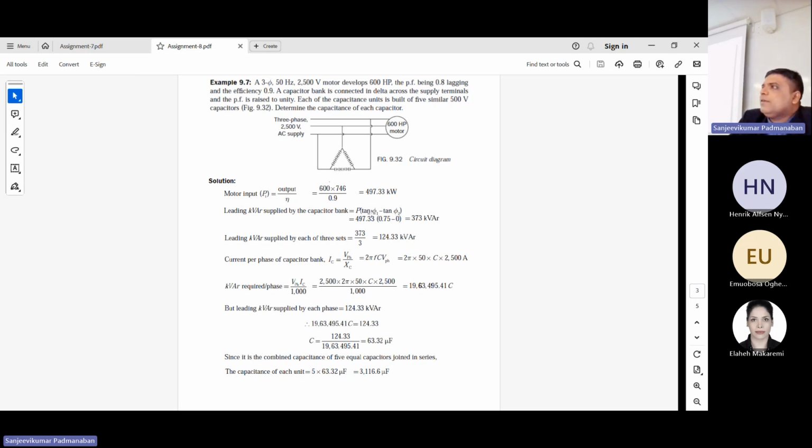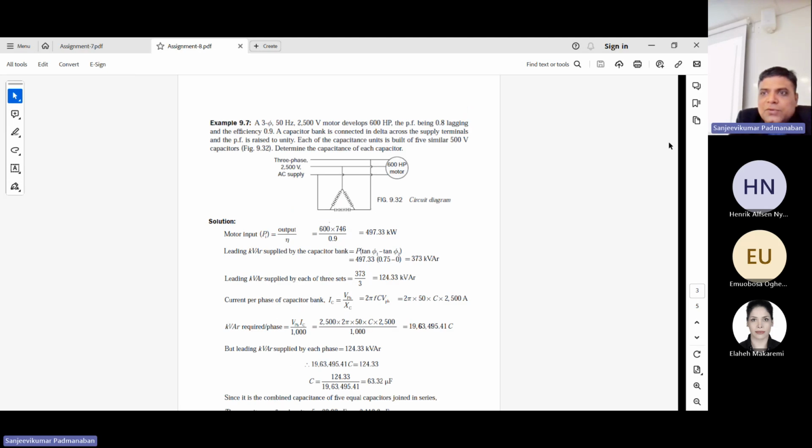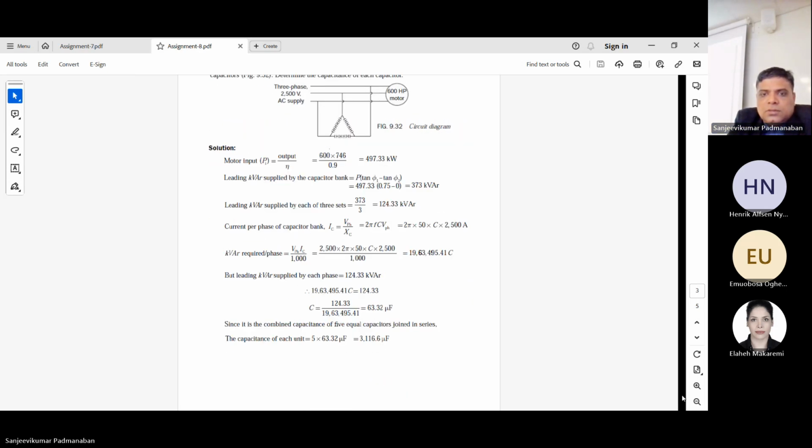Then you find tan, like the previous problem. Every time they can't give you the values, so you calculate tan of cos inverse of 0.7 minus tan of cos inverse of 0.9. Here you have to put 1. Calculate, it will be almost 0. So that's why we got 373 kVAR. Please calculate.